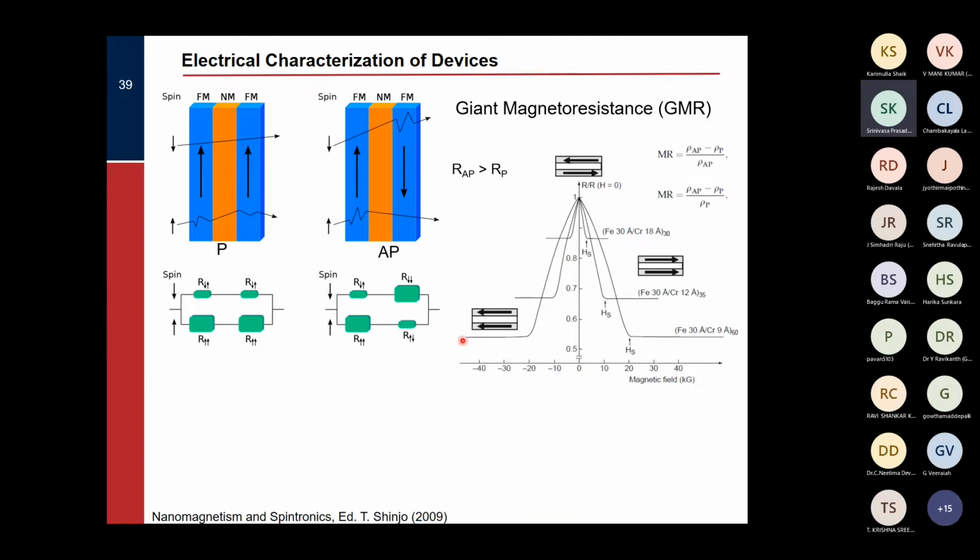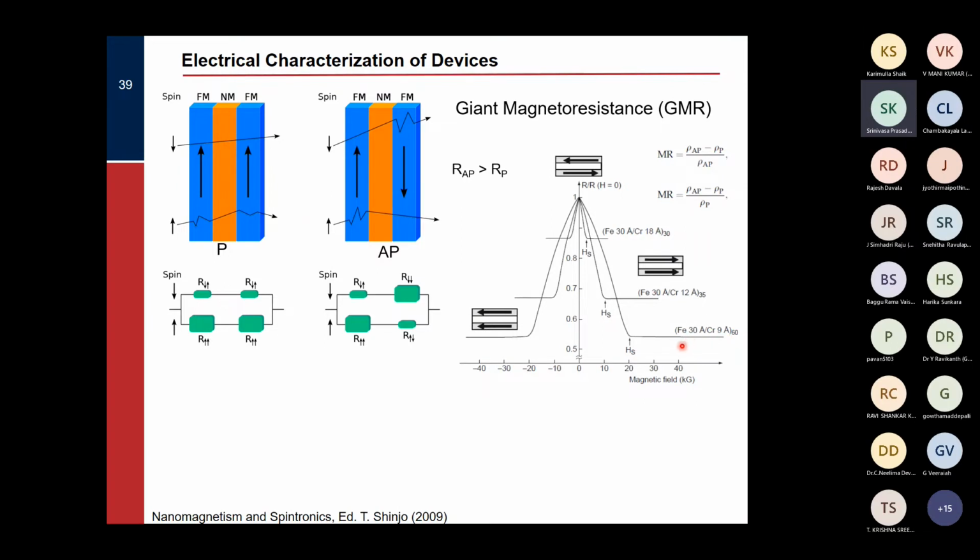And what happens is that if I measure the resistance as a function of magnetic field, then I see that at high magnetic field, the resistance is quite low. But as soon as I reduce the field, the resistance becomes very high, and then it again shows the same kind of behavior in the positive field direction. So here you can see that at zero magnetic field, that means in the antiparallel state, the resistance is high, and in the high magnetic field region, it is low.